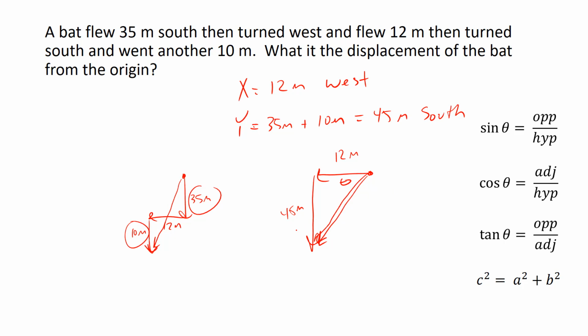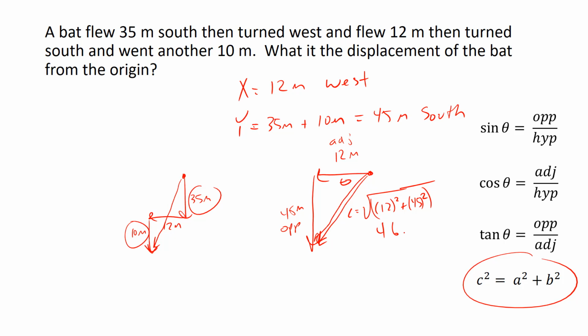So to solve this, this is your opposite, this is your adjacent. To find C, we're going to use the Pythagorean theorem, which is the square root of a squared plus b squared. A ends up being 12. Actually, a would be 45, but it doesn't matter mathematically. Plus the 45 squared. We want all that underneath the square root. So when we do the math, 12 squared plus 45 squared equals 2169. Take the square root of that answer, and you get 46.57.